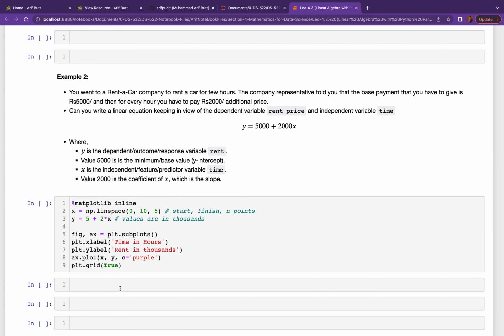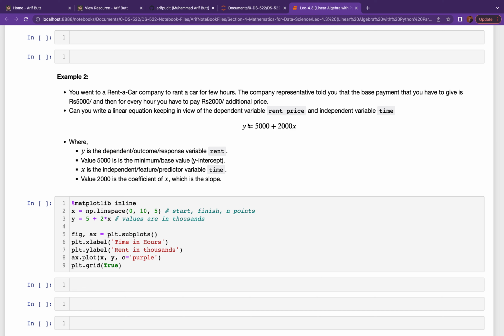Let's see another example over here. Suppose you want to rent a car from a company for a few hours. The company representative told you that the base payment you have to give is rupees 5,000, and then for every hour you have to pay rupees 2,000 additional. So this is the linear equation that represents this scenario. This 5,000 is the base value, and this 2,000 is for every hour. So if you have rented a car for, let's suppose, 5 hours, this 2,000 will be multiplied by 5. So this is the equation.